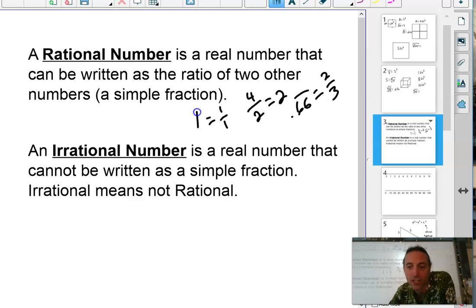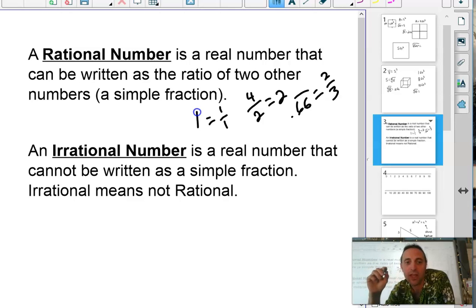Those are rational numbers. I can write them as fractions. Actually, anything repeating is a rational number. I can write it as a fraction. I might have to convert it, but I can do that. You can look at that on Khan Academy too. It's really cool. Anyway, a rational number is also a decimal that repeats.